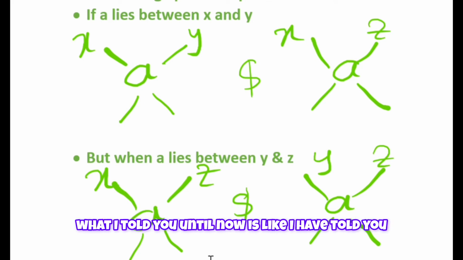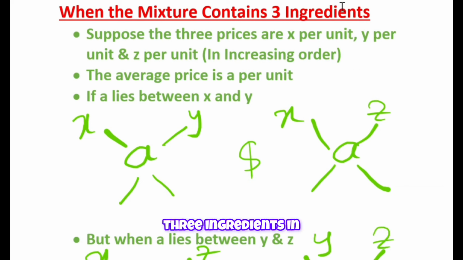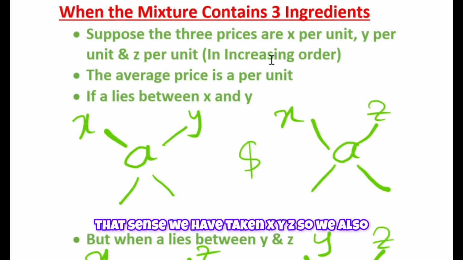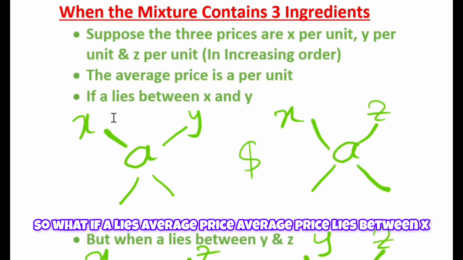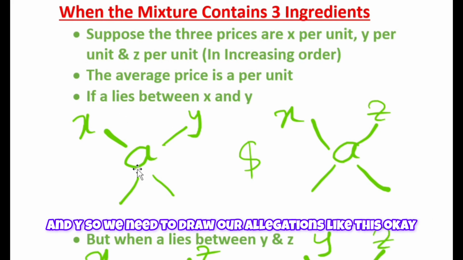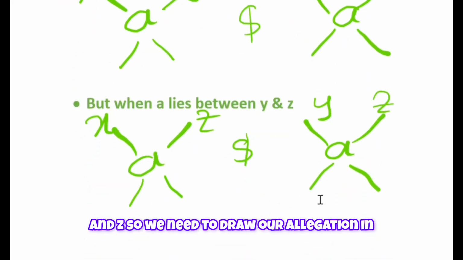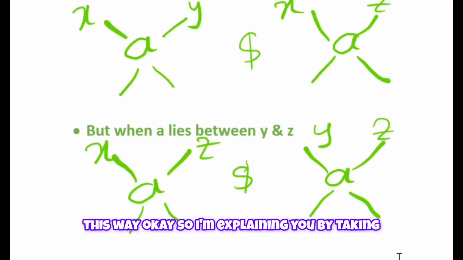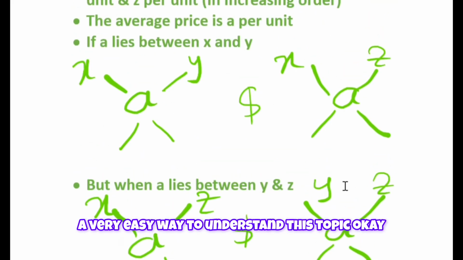So what I told you until now is what happens if the mixture contains three ingredients, x, y, z, and we name the average price as a per unit. If the average price lies between x and y, we need to draw our alligations like this. But when a lies between y and z, we need to draw our alligation in this way. I'm explaining by considering two simple examples of both these things, so we'll get a very easy way to understand this topic.